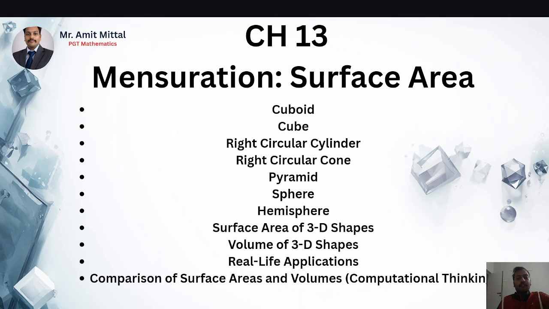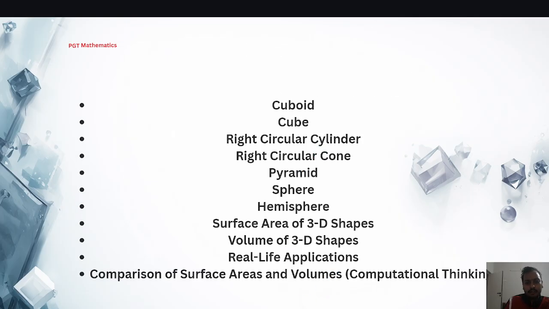And then we will reach mensuration, where the student is going to learn about the cuboid, the cube, the cylinder, the cone, the pyramid, sphere, hemisphere, and the volumes of them, along with real life applications and comparison. All these things are going to be included in the ninth standard itself, where the pyramid is a new thing which was not included before, but now it will be. The student will learn about the pyramid, and the volume itself in the ninth standard, right?